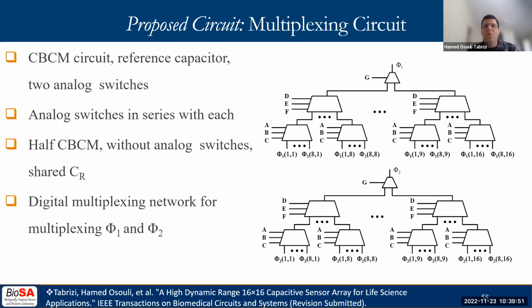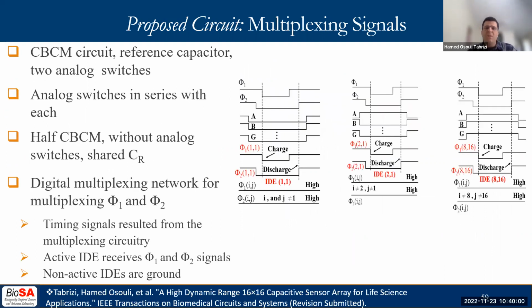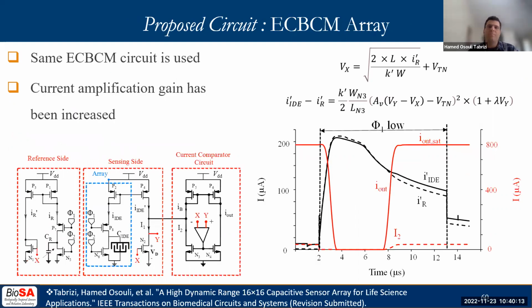Instead, a digital multiplexing circuitry is used to multiplex the clock pulses to the active and non-active pixels, as shown in this schematic. These are the clock pulses generated by the digital multiplexing system. While active IDE receives Phi1 and Phi2 signals, non-active IDEs are all connected to ground.